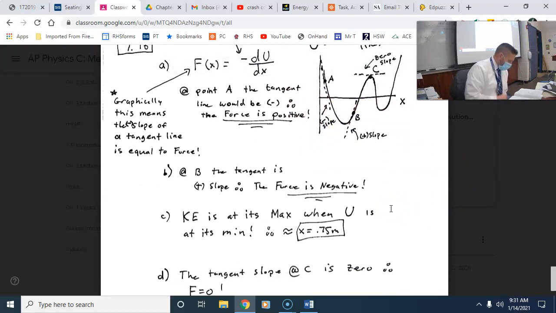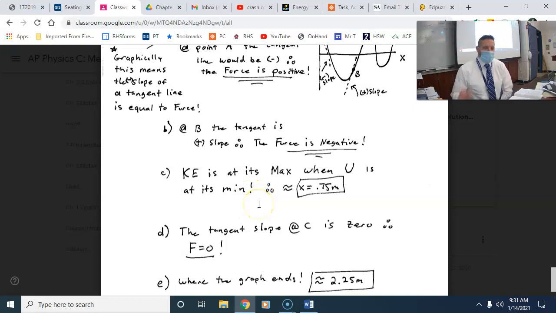The lowest possible position is this one right here, right? And that occurs at an x value of approximately 0.75. It's not on a perfect spot, so I think it's a fair estimate. It looks like it's right between 0.5 and 1, so 0.75. And that just follows along the idea of energy conservation.